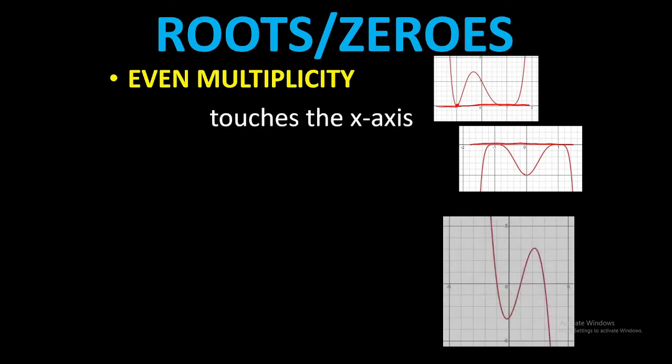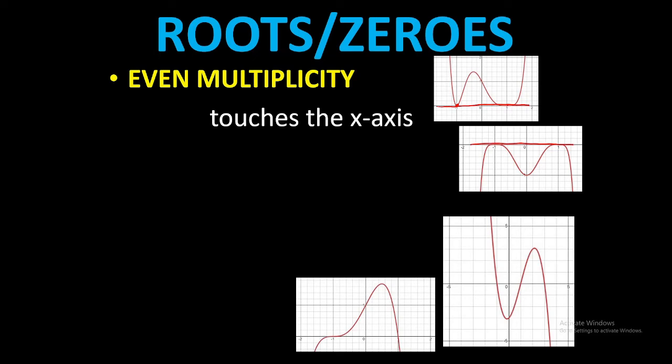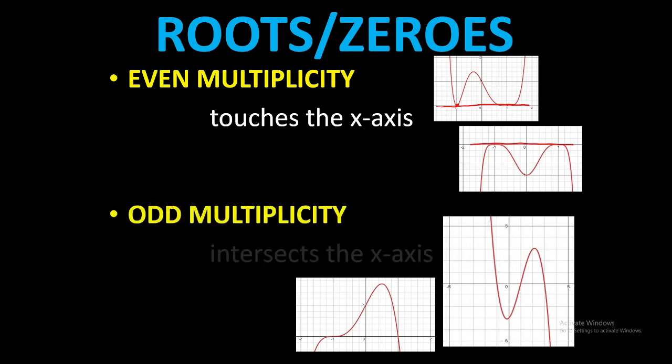Well, the other one, how do you describe this? Intersect, kay ni intersect man siya. Kay odd multiplicity man siya, sir. So, take note, if we have even multiplicity, it will only touch the x-axis. If we have odd multiplicity, it will intersect the x-axis.